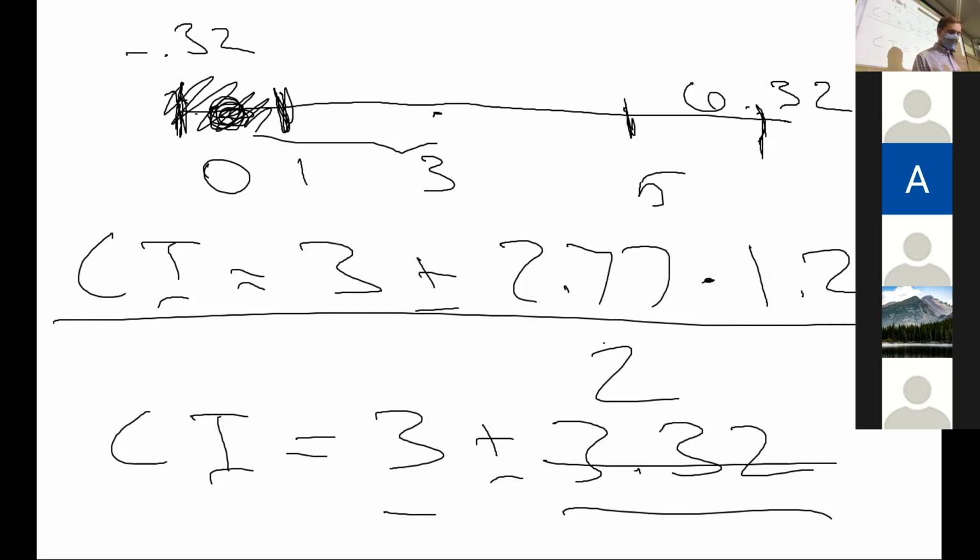Yeah, this is just a shorthand for saying one bound would be 3 plus 2.77 times 1.2, and the other would be 3 minus 2.77 times 1.2. Having this plus or minus, you're going to have two answers. You're always going to have two answers, right? Yes, exactly. Because it's an interval, you have to have two bounds, a lower bound and an upper bound.